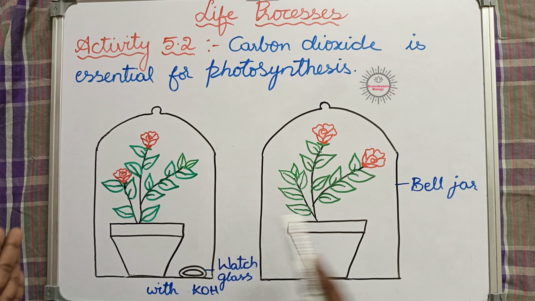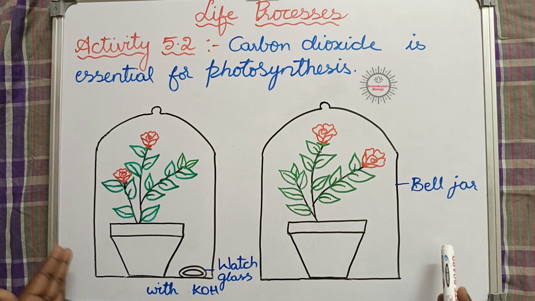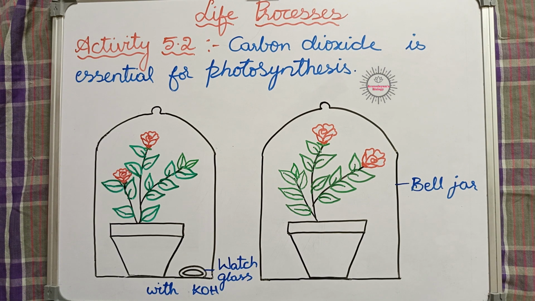Then we have to put these two bell jars containing healthy potted plants in sunlight for 2 hours. Okay, this is the procedure for this activity. First, we take two healthy potted plants and put them in a dark room for 3 days in order to destarch them. Then we take a watch glass having KOH solution in it and put it near one of the plants, and close them with a glass bell jar. Then we seal them with Vaseline to make them airtight. After 2 hours in sunlight, we have to perform the starch test.